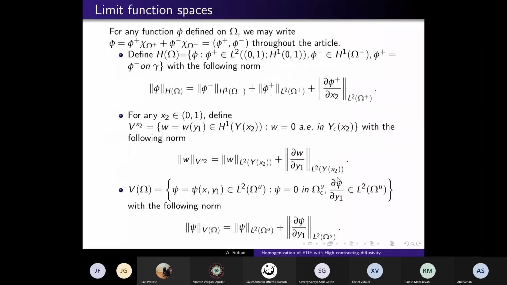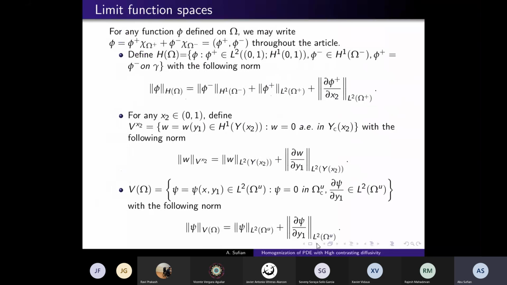Similarly, we define another function space, V omega. V omega is the collection of all psi such that psi belongs to L2 of omega u, psi is equal to 0 on the unfolded domain corresponding to the conductive part, but del psi del y1 belongs to L2 of omega I u. So basically, functions belonging to V omega are supported on the unfolded domain corresponding to our insulating part, that is I epsilon. The norm on V omega is given by the norm of psi in L2 omega plus the norm of del psi del y1 in L2 omega u.